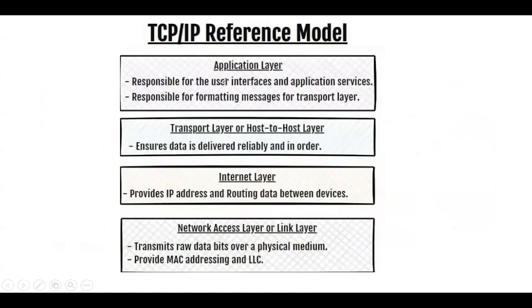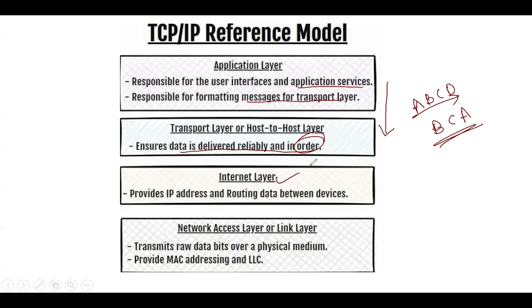The application layer is responsible for user interface and application services, just like we had in our OSI, and for formatting messages for the transport layer. After the application layer, we have the transport layer. The other two layers are skipped here, or you can say they have been merged. So what does the transport layer do? It ensures the data is delivered reliably and in order. If I want to send A, B, C, D, it should not go as B, C, D, A. That doesn't make any sense, does it? So it has to go in the same order. That is also taken care of by the transport layer.